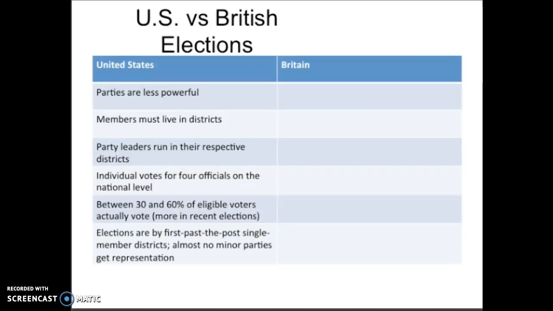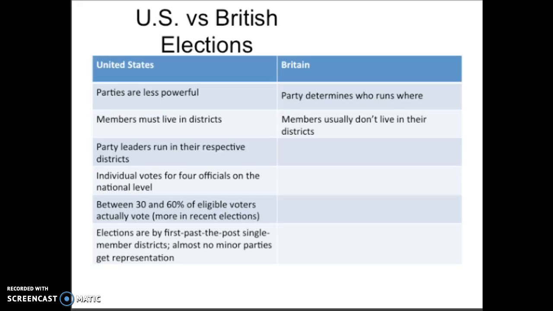to British elections. Okay, so in the U.S., parties are less powerful. Really, the interest groups have more power in the U.S. than they do in Britain. But in Britain, the party is going to determine who runs where, like which district you're going to run in, because remember, you don't have to live in the district in which you run. So if you're a really popular candidate and you can win in a competitive district, then the party will determine you're going to run in that district.